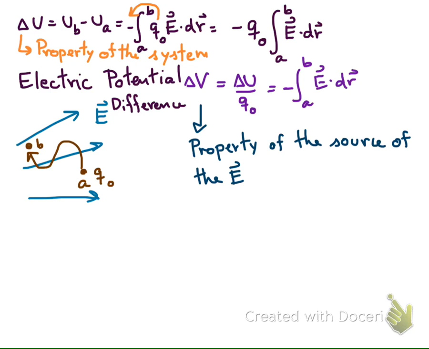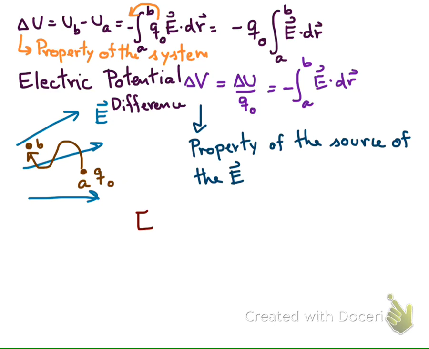This is similar to when we define the electric field, because the electric field is the ratio of the electric force between the source of the electric field and the test charge to the amount of test charge. So when we calculate the electric field, we do not need the test charge. It is a property of the source of the electric field only. And the potential difference is a property of the source of the electric field only too. So this is the definition of the electric potential, or to be precise, the electric potential difference.